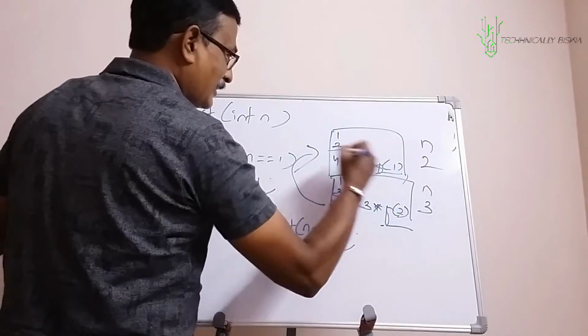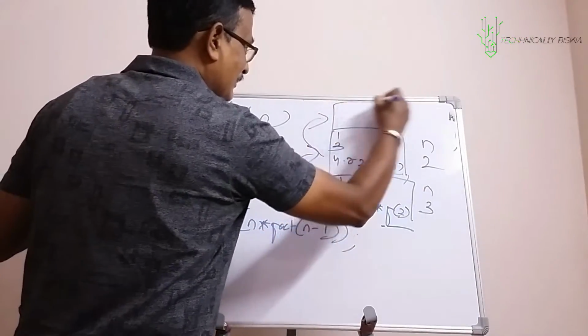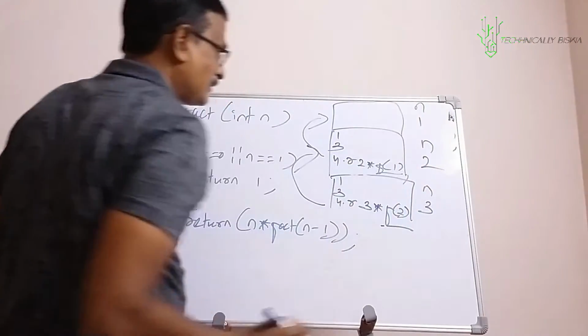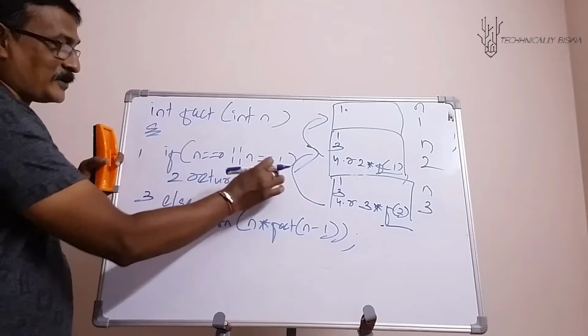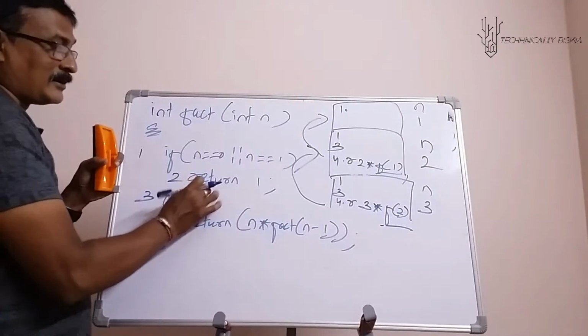So fact of 1 again creates a stack here. This time n has a value 1. Now what happens? Line number 1 is true. If n equal to 0 or 1, true. So what will happen? Return 1.